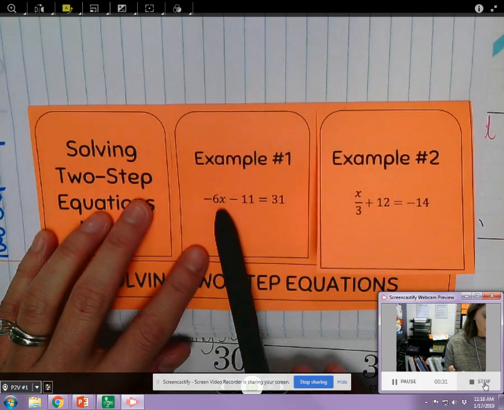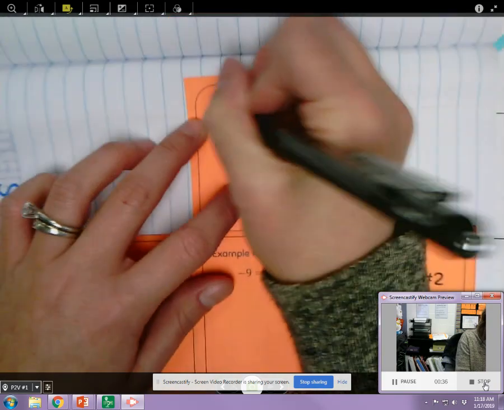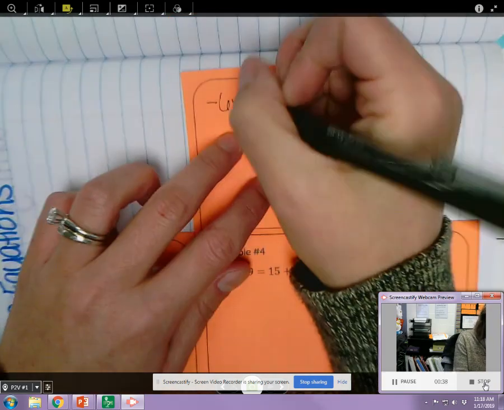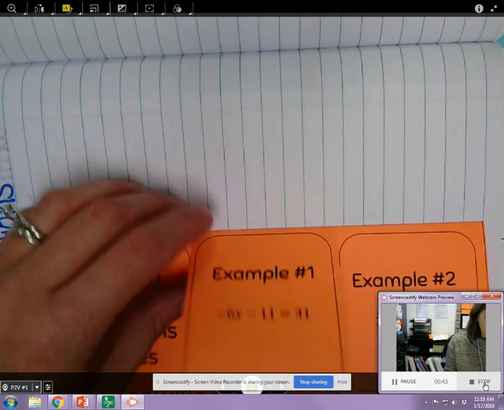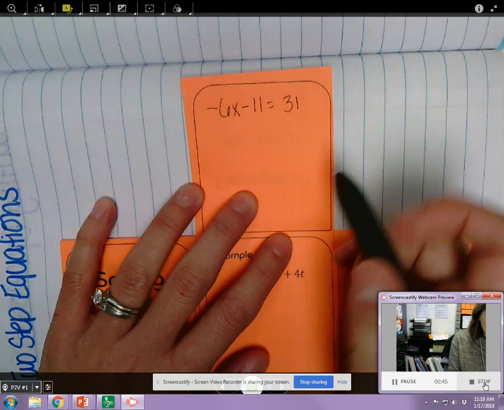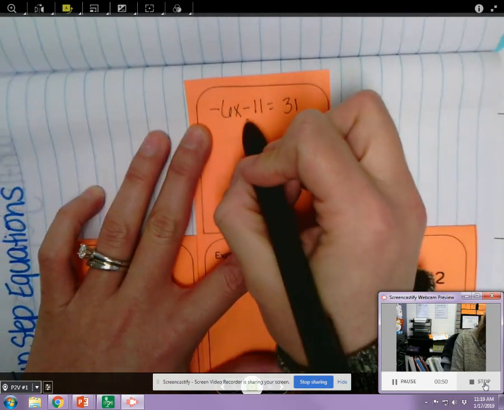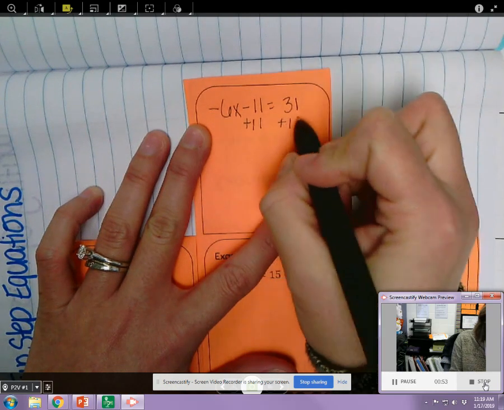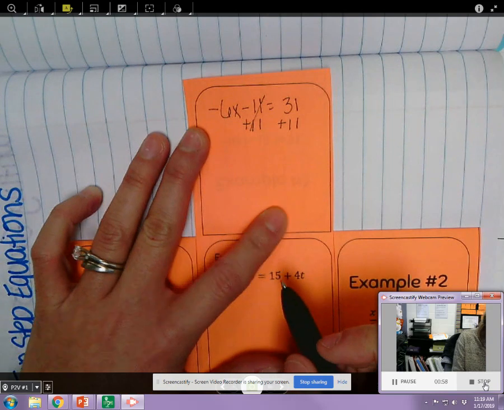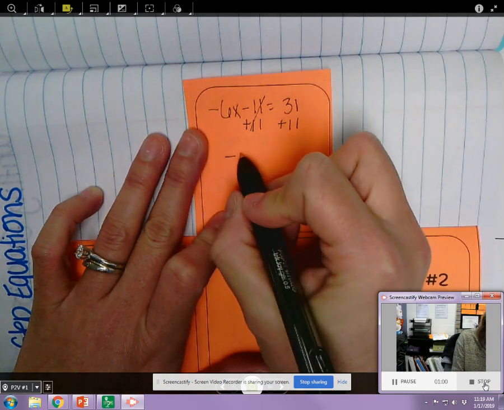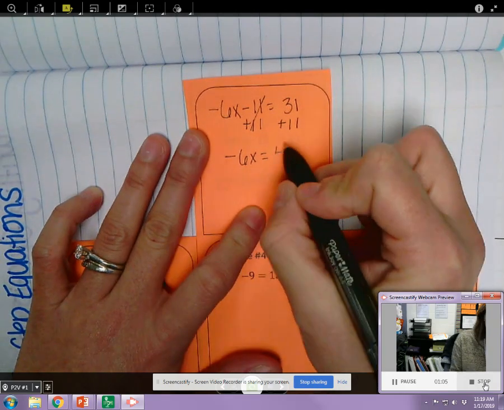Example 1, we have negative 6x minus 11 equals 31. Making sure I wrote it down right. Okay. In this problem, we're going to do the inverse of the subtraction first. So that means we're going to add 11 to both sides. Negative 11 plus 11 makes that 0, so we can cross it out. And we have negative 6x equals 31 plus 11, which is 42.